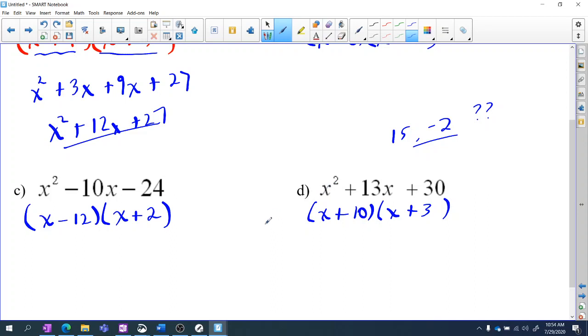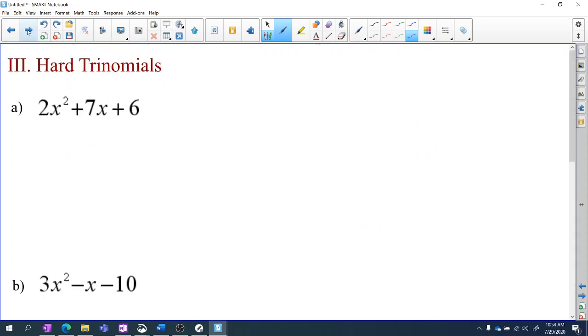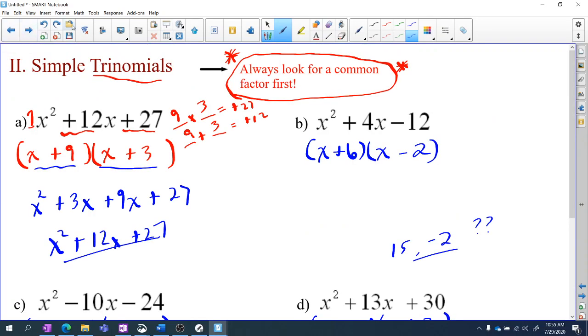All right, so those are simple trinomials, three-termed expressions, leading coefficient is a 1. Just before I go to hard trinomials, I want to show you that factoring is really patterns. I'm just going to put a blank page in here and ad-lib a little bit from your notes.